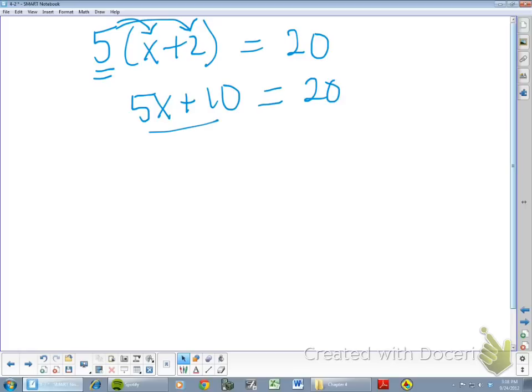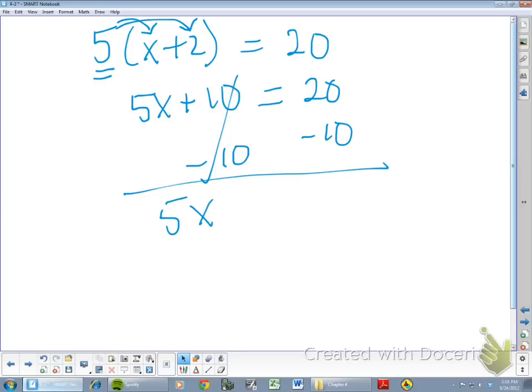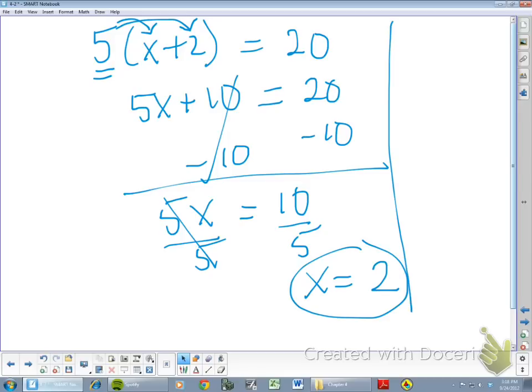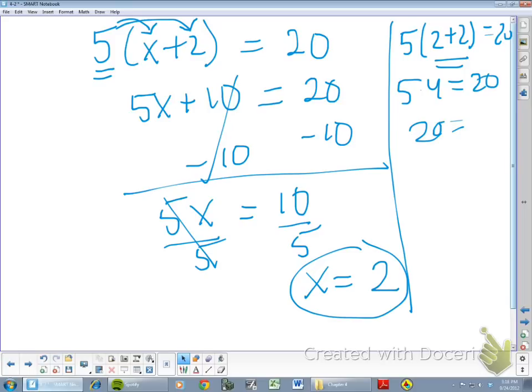All right, now there's nothing else to do on the left-hand side here, so let's subtract 10 from both sides. I have 5x is equal to 10, divide by 5 on both sides, and I have x is equal to 2. Okay, we could put that back in. We'd say, okay, let's check our work. 5 times 2 plus 2 should equal 20. Well, first I'd do the 2 plus 2, so that's 5 times 4, and that is equal to 20. So 20 equals 20, that's correct.